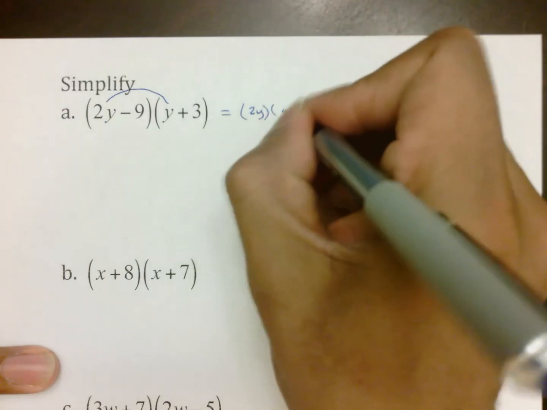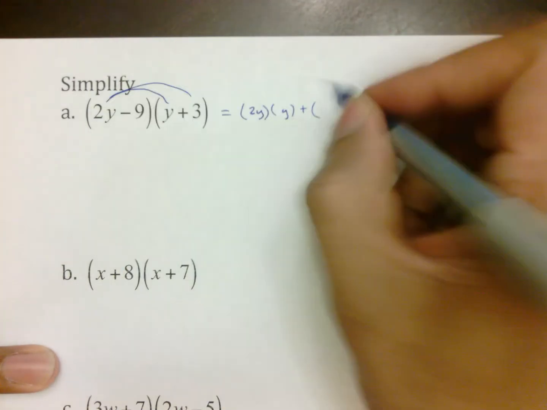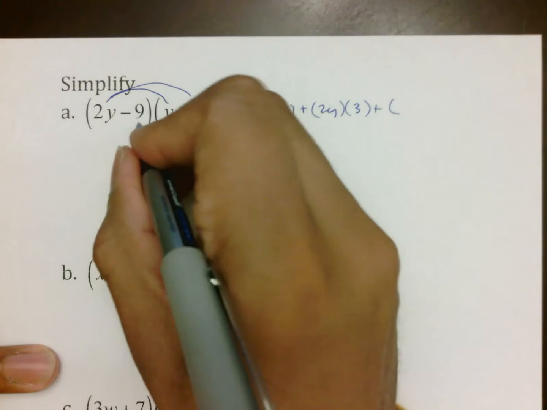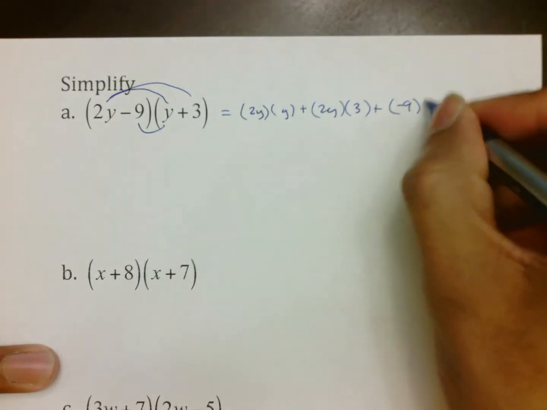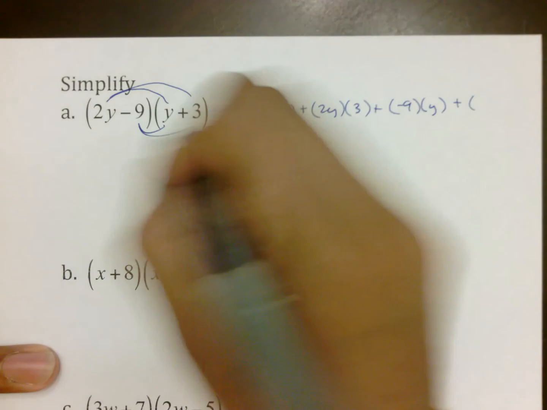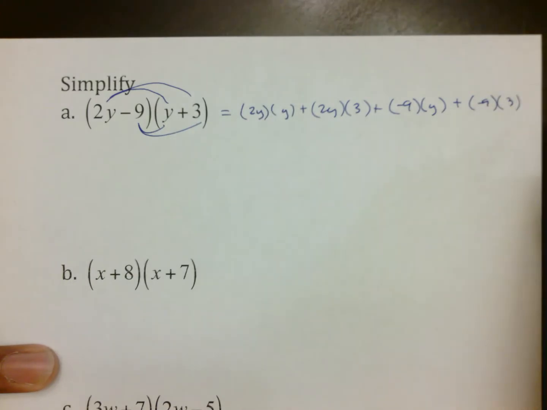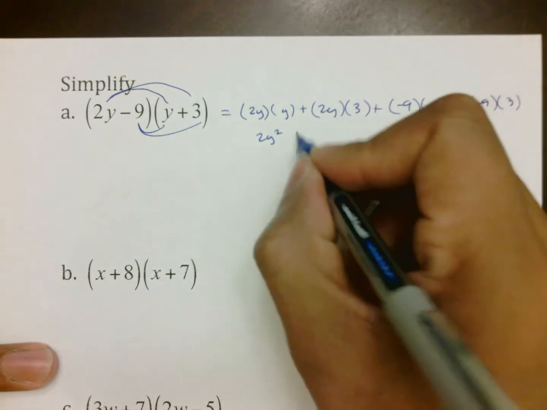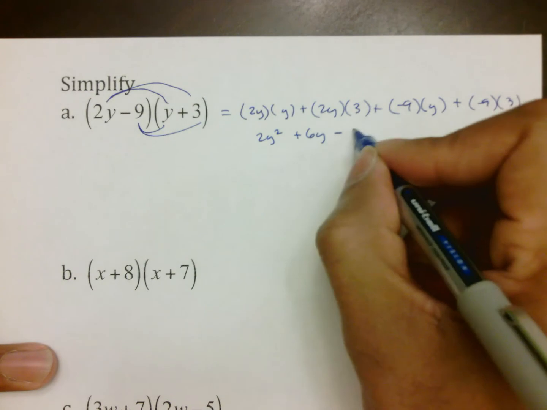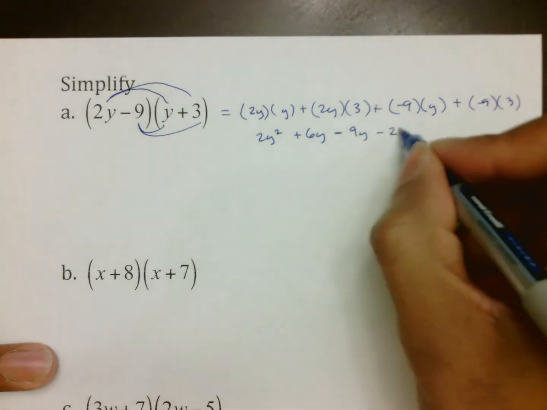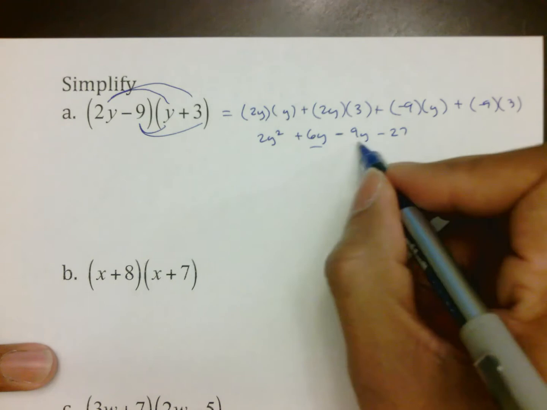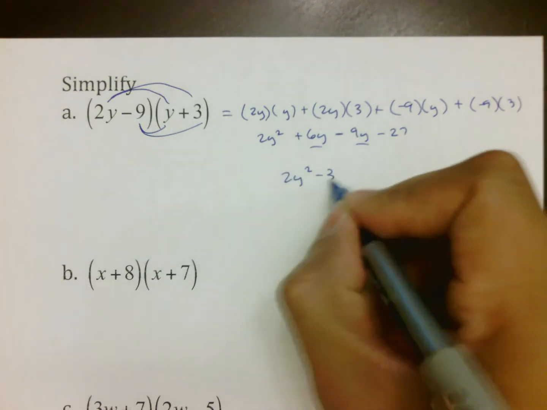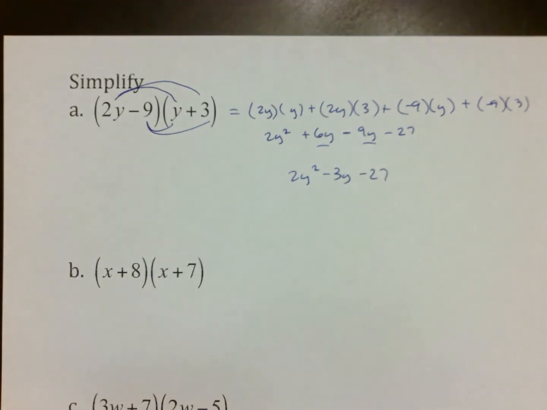So 2y meets y, and 2y meets 3. And again, I always use a plus. This, have to be careful, is a negative 9 meeting y, and a negative 9 meeting 3. From there, all you do is go ahead and simplify it. So this is 2y squared. That is a positive 6y. This is a negative 9y, and that is a negative 27. And the last thing you have to look out for is the combining of terms. So you end up with 2y squared minus 3y minus 27 as your answer there.